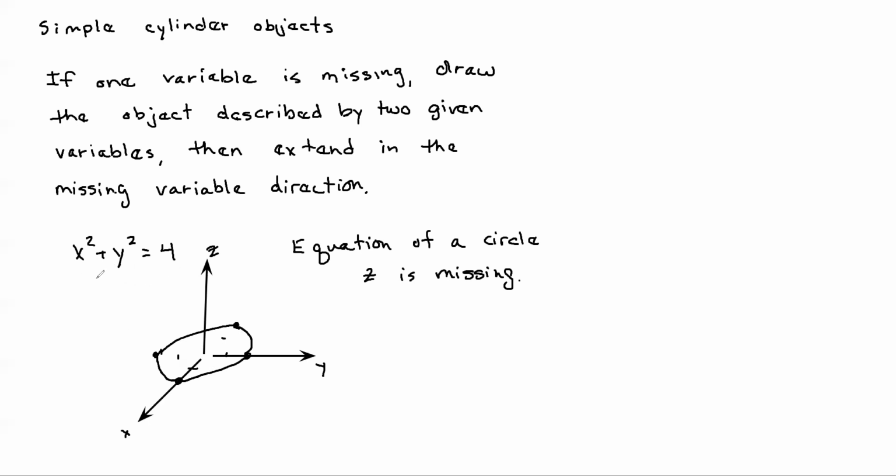The last piece to go through and finish the cylinder is you want to take the object and extend it in the missing variable's direction. Because this object is just where z is 0, since z is not mentioned, z could be anything. Z could be 1, or it could be 2, or it could be 5. So to do the extension, I'm going to draw vertical lines extending through these points.